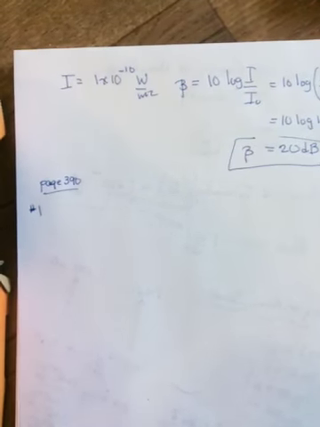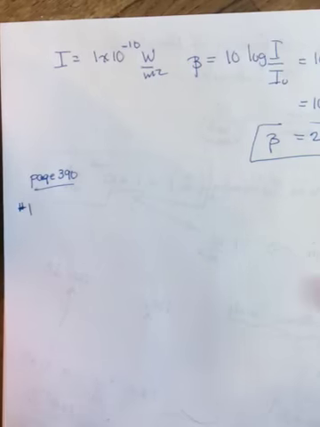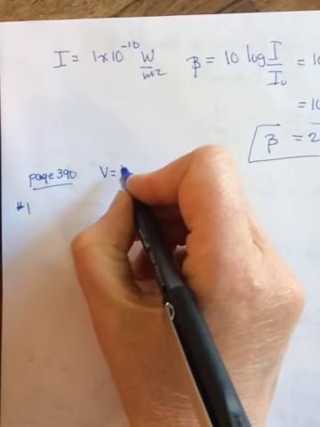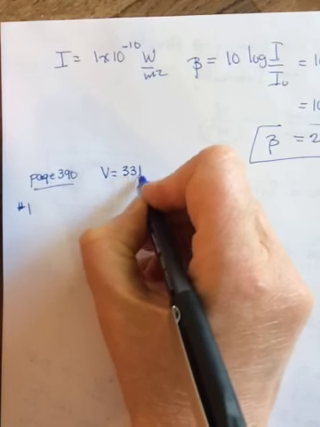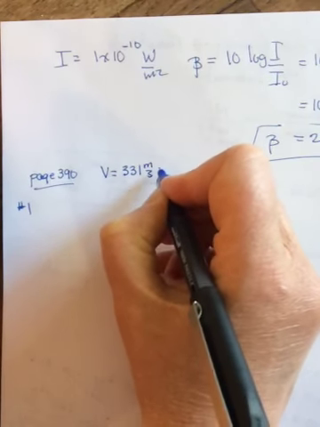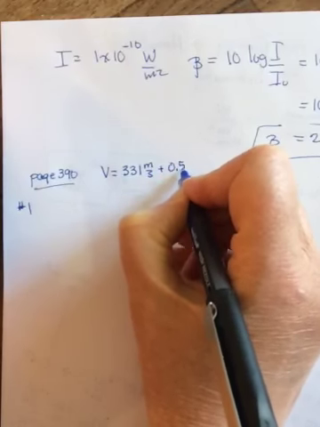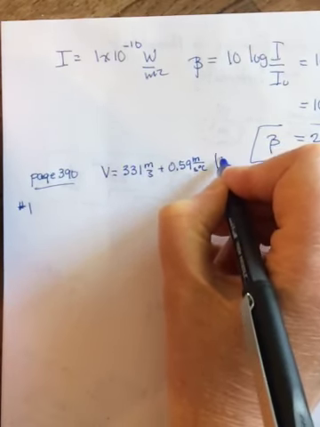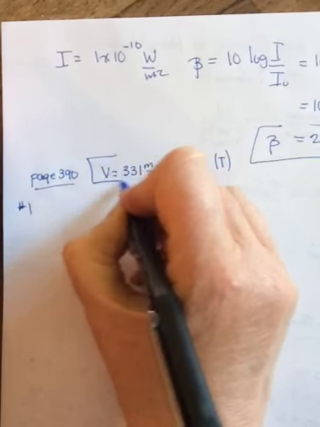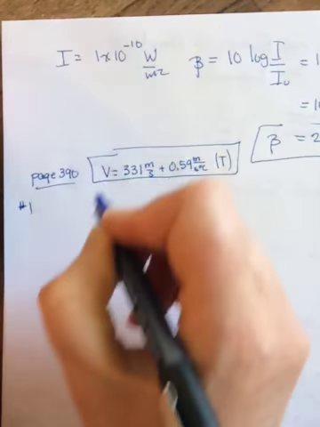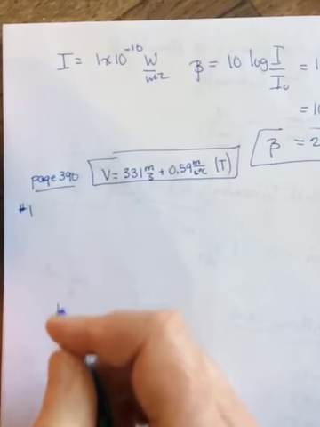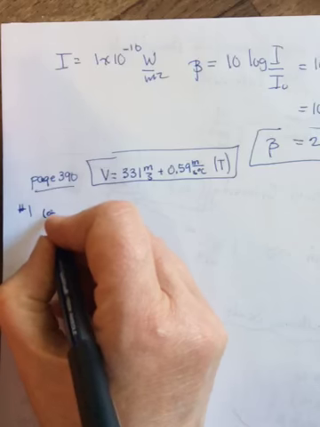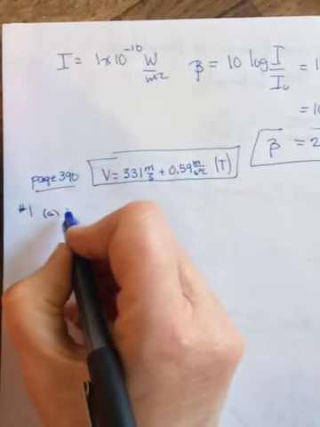Okay, so we're going to take a look at page 390. All of the questions here are going to be using not just this, but definitely the equation 331 meters per second plus 0.59 meters per second degrees Celsius times T. Okay, so we're going to be using this guy. So number one says, what is the speed of sound in air at each of the following temperatures? So it's giving us the temperatures and it just wants us to fill them in here.